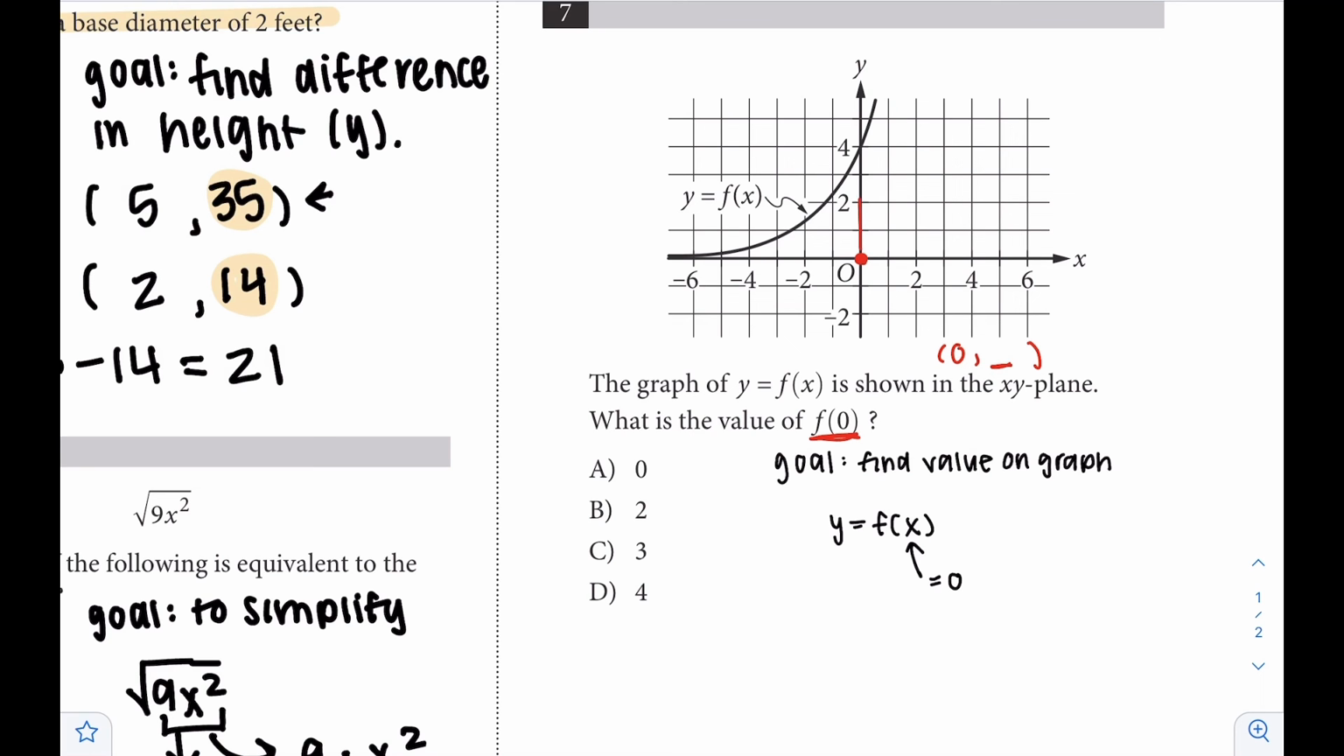So if we go up, up, up, we want to know when x touches the function, which is given by this. And when we finally are touching the function, we are at the point 4. So when x equals 0, y equals 4, which means that f of 0 is 4. And this is stated in answer choice D. And that is how you solve number 7.